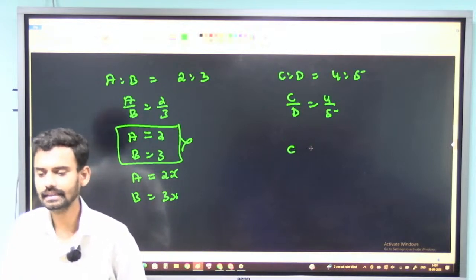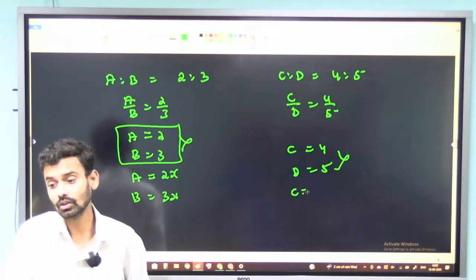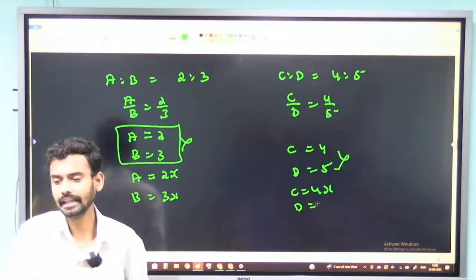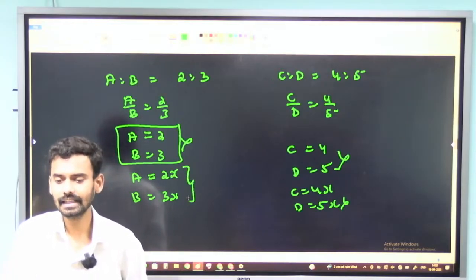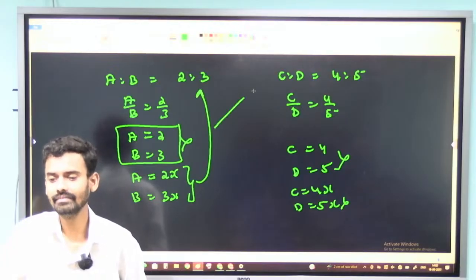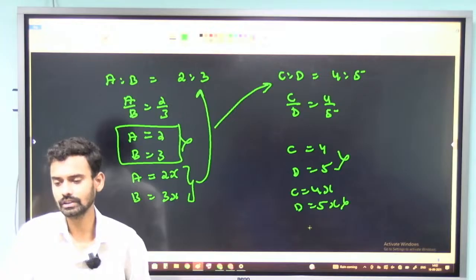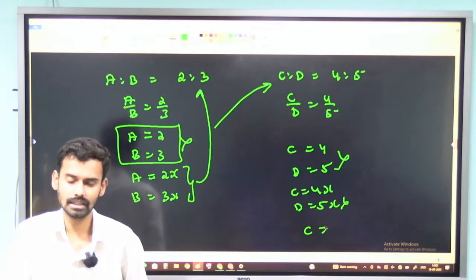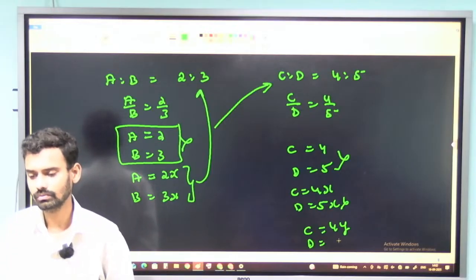Similarly here, C is equal to 4 and D is equal to 5 is wrong. Then C is equal to 4x and D is equal to 5x is also wrong here, because when we are using x as a variable for one ratio, we can't use the same variable for the other ratio. This is not allowed. So what we are supposed to do is use a different variable here, that is C is equal to 4y and D is equal to 5y.